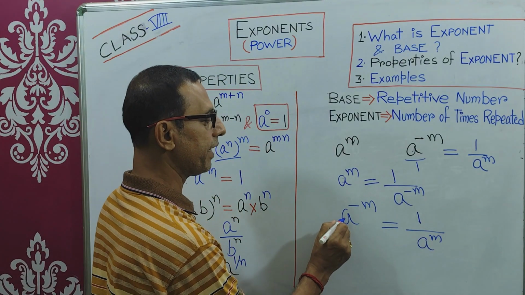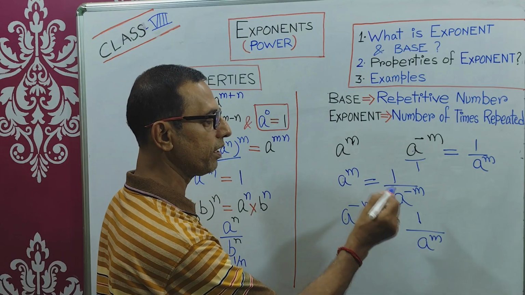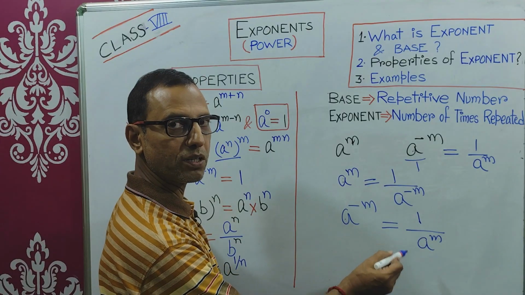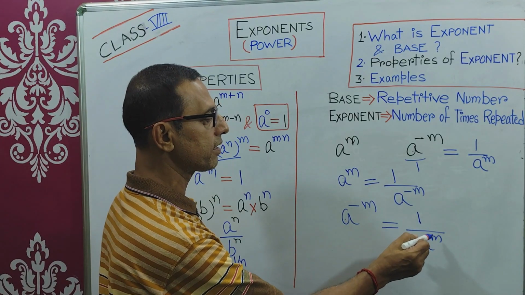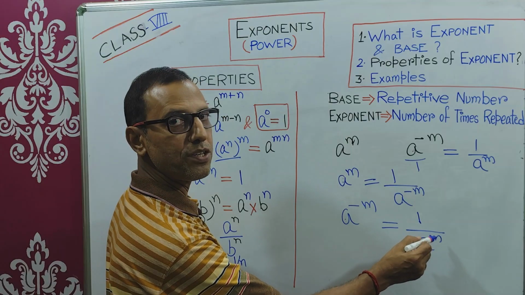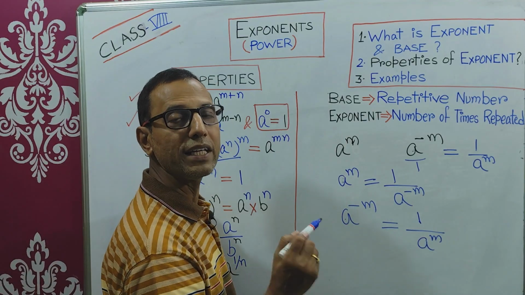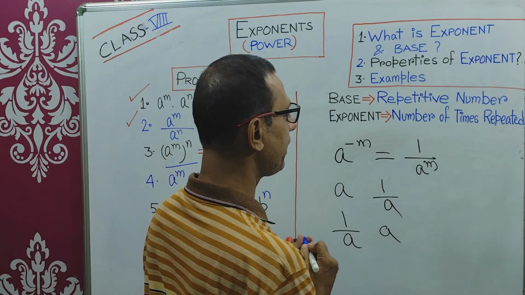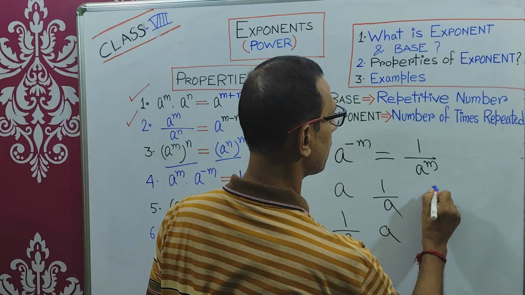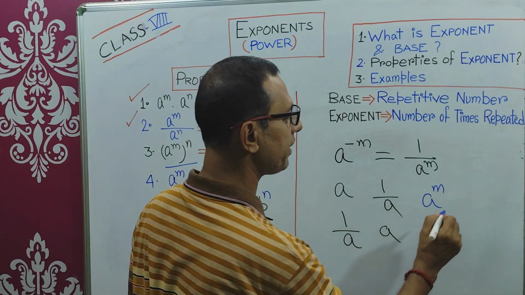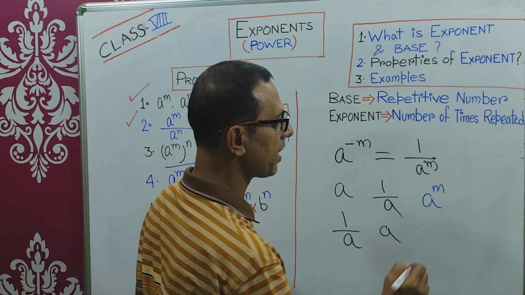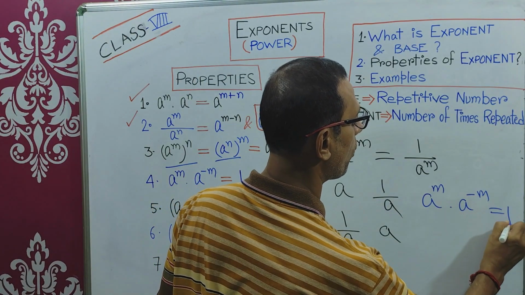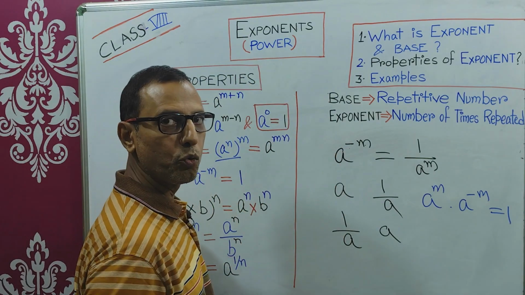So when you are taking the numerator to the denominator or the denominator to the numerator, if you change the position of the base, in that case the power or exponent will change with respect to the sign, not the value. So if you multiply any number with its reciprocal with the same base, that will be a to the power m into a to the power minus m equals 1. In two ways you can do that.